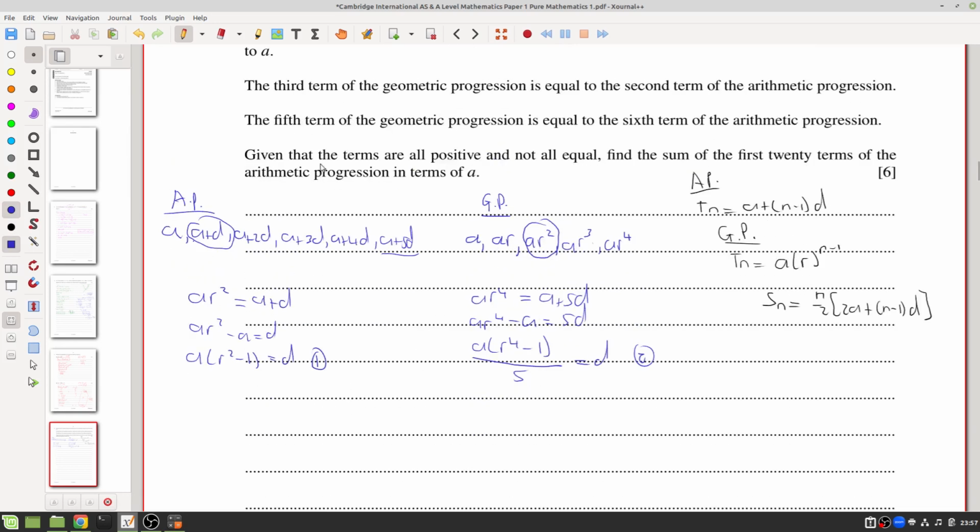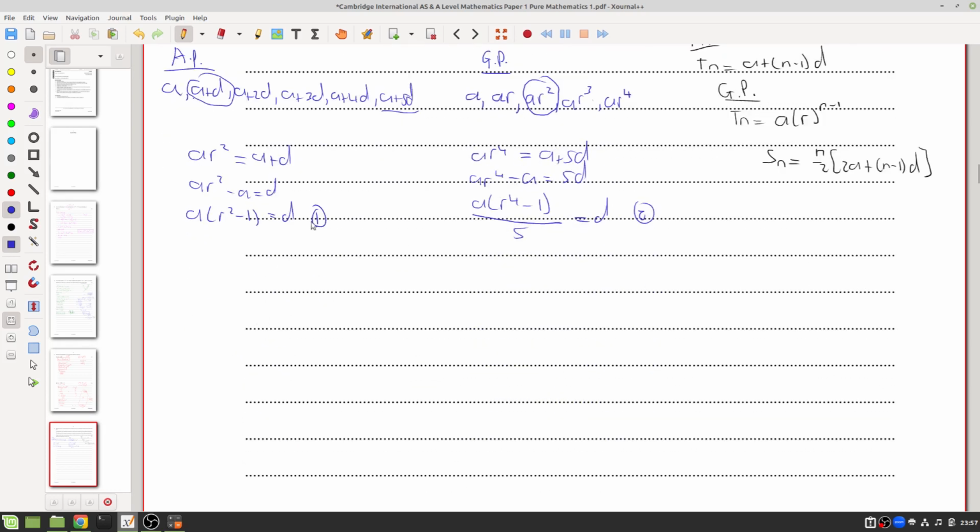All right, so in terms of a, we need to find the sum of the first 20 terms. Let's see what happens. The problem here is there's 3 unknowns, right? a, r, and d. So let's see if we can somehow cancel out something to find a couple of things in terms of each other. I'm going to put these equal. We've got d as the subject of each formula, so we can put the other parts equal to each other.